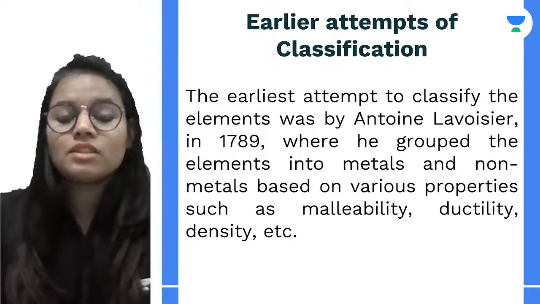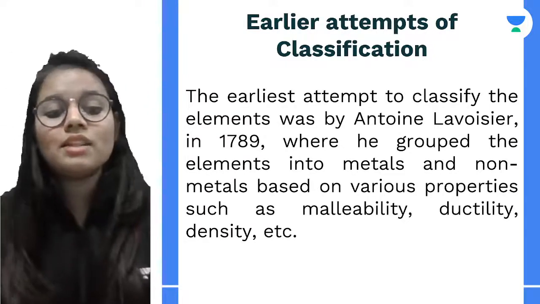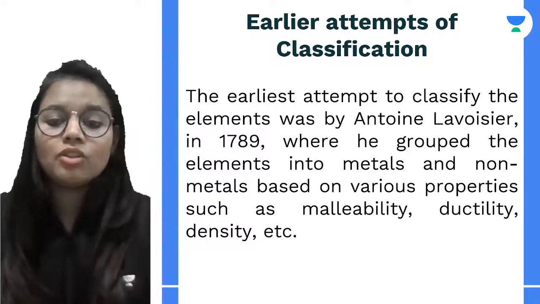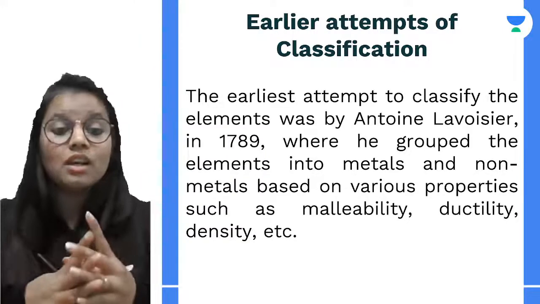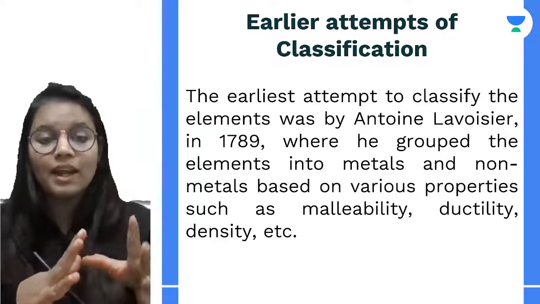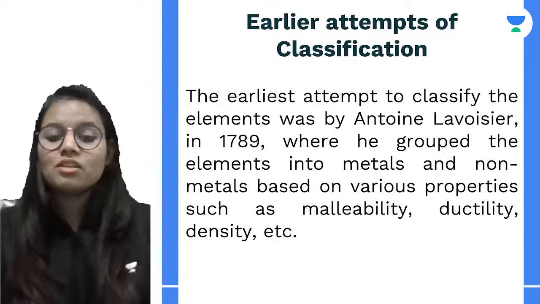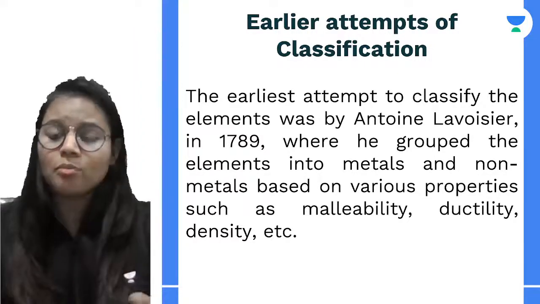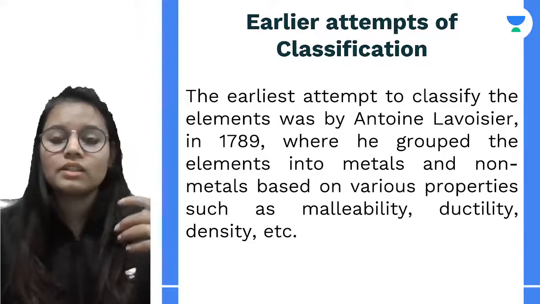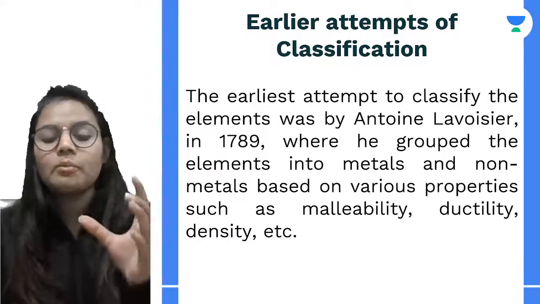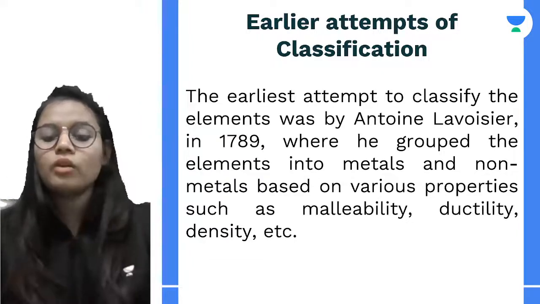The earliest attempt at classification of elements was done by Antoine Lavoisier. In the year 1789, he tried to group the elements into two categories: the first one was metals and the other one was non-metals. He took into consideration various properties such as malleability, ductility, or density, etc., and basically classified the elements into two categories.